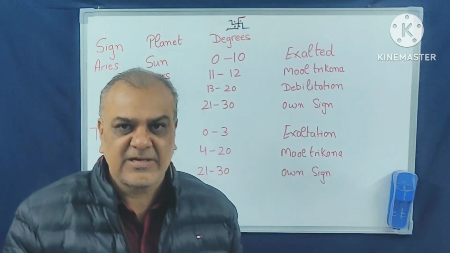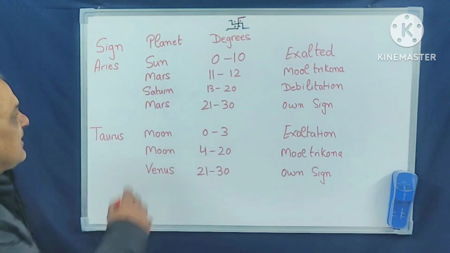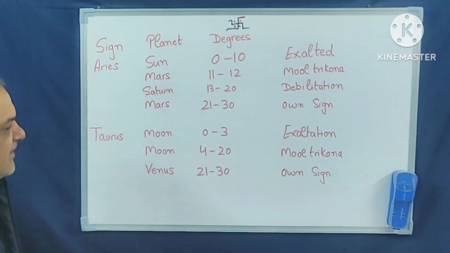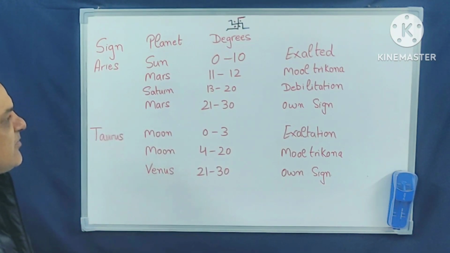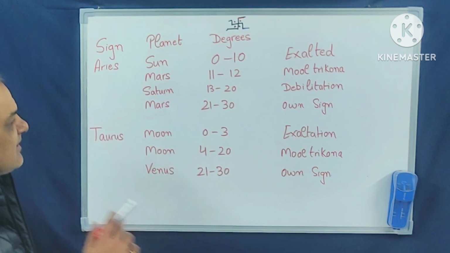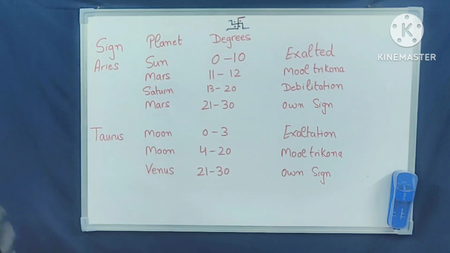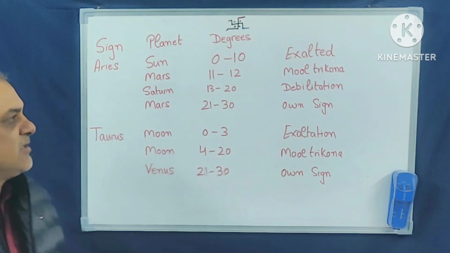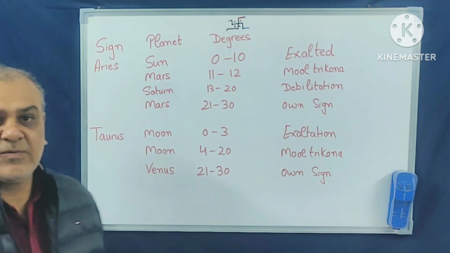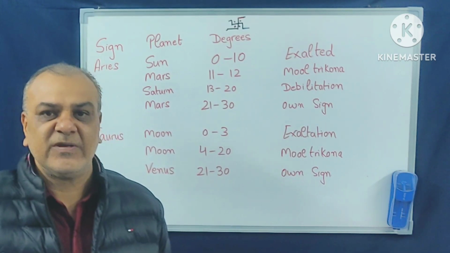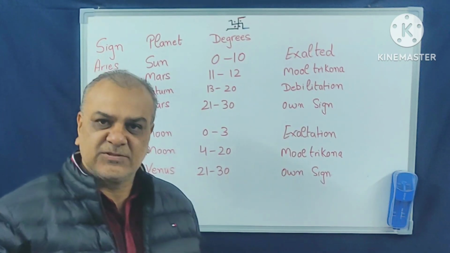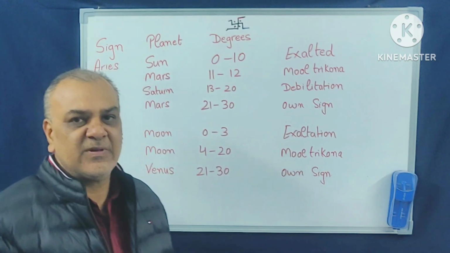So in Aries, now you can see there are 4 different categories. Sun 0 to 10 degrees, Mars 11 to 12 degrees, Saturn 13 to 20 degrees, then again Mars 21 to 30 degrees in own sign. So how will you now interpret this, or how will you decode this when you see a chart? I will explain in a very simple way.